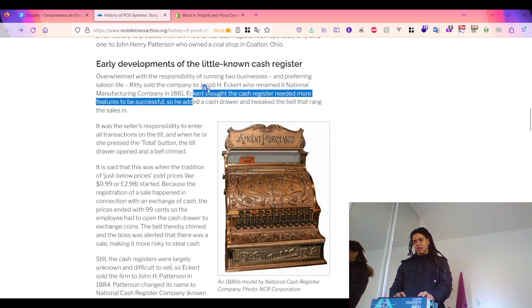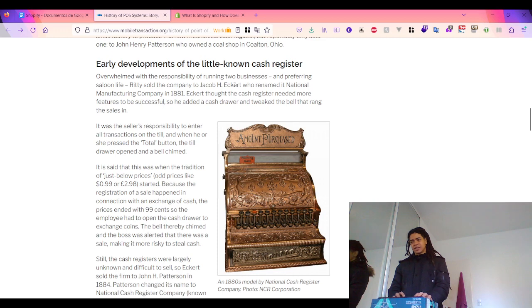Eckert thought the cash register needed more features to be successful, so he added a cash drawer and tweaked the bell that rang the sales. It was the seller's responsibility to enter all transactions on the till. So it was Jacob H. Eckert.